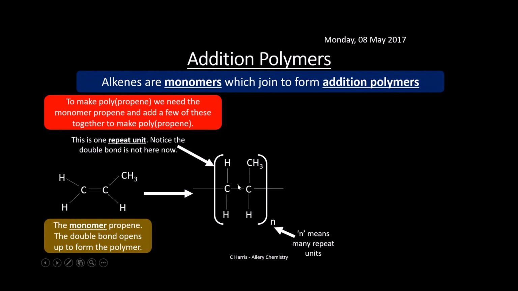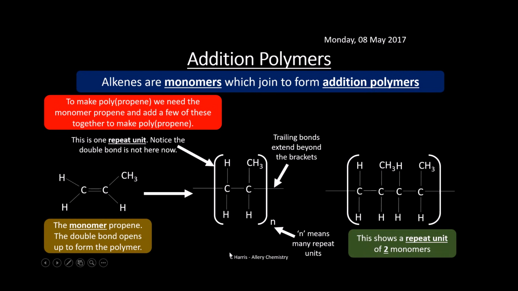So the double bond's not here anymore because it's broken. And we now have these trailing bonds, and these extend beyond the brackets. So make sure when you're drawing your brackets that you draw your trailing bonds that extend beyond this. So this double bond's opening up. And this one's showing 2 repeat units. Now you can see here, these are 2 monomer units, 2 monomers here, and this is 2 repeat units. Notice we don't have the n here now, because in the exam what they might ask you to do is just show you a specific number of repeat units. This one's showing 2, putting an n there suggests that you have loads of them, and that's not what they're after. So they're after 2 repeat units in this case.